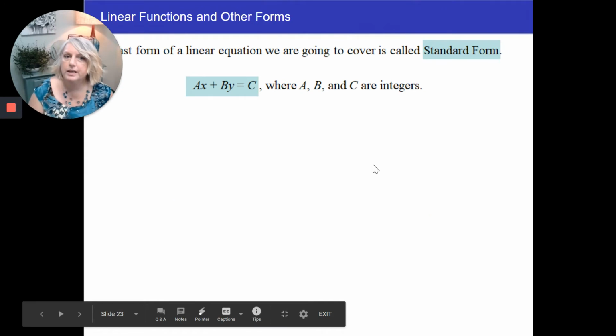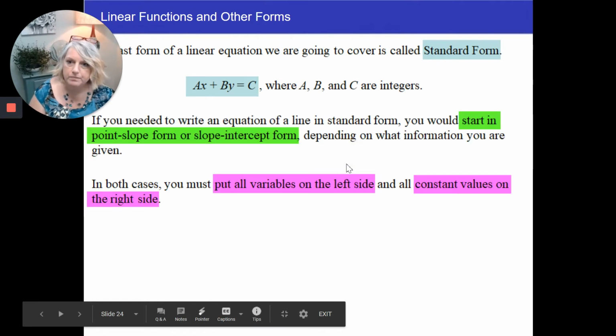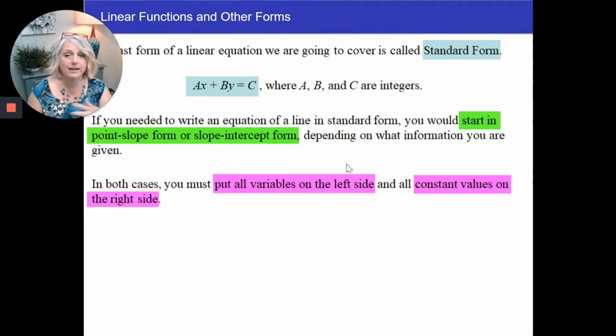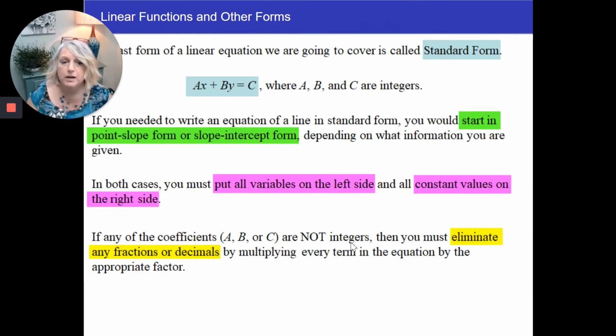If you're going to write it in the standard form, then what you want to do is start either in point-slope or slope-intercept, it doesn't matter, and you just need to make sure you put all the variables on the left side and the constants on the right side and clear fractions when you have it. If a, b, or c are not integers, eliminate the fractions or the decimals. And when it says appropriate factor, remember you multiply by the GCF. And the GCF is going to get rid of the fractions that are there.